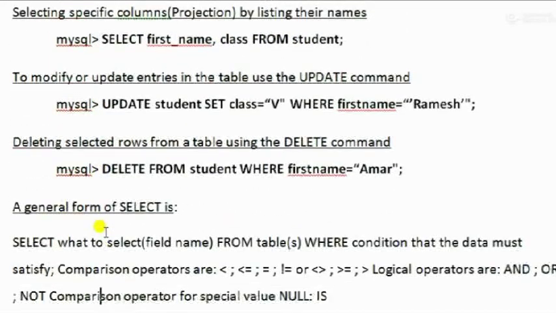Now next is, I think it is clear. So here we can see the values of 2 fields only. Now you want to make some changes over the table. Then we use update. So update student, changing the values in student table. So update student set class is equal to 5 where first name is equal to Ramesh.